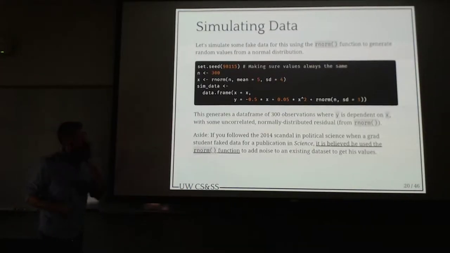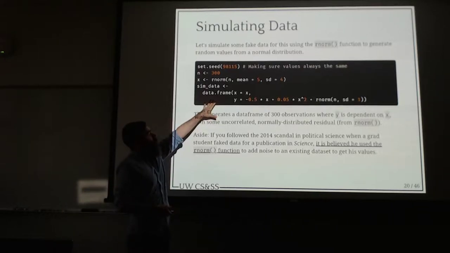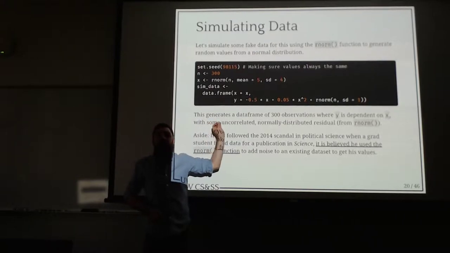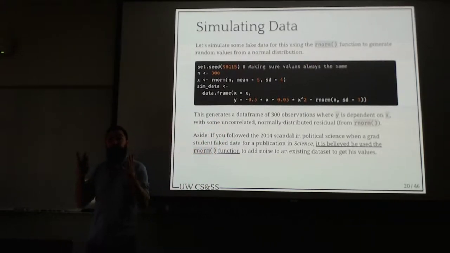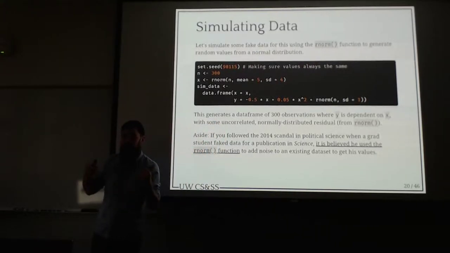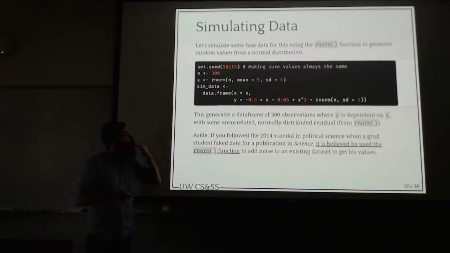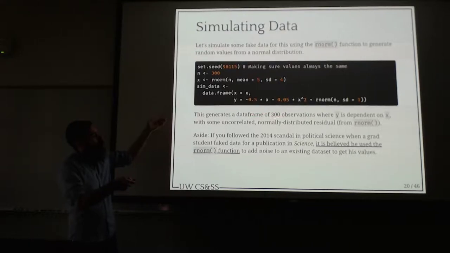Okay. So, this essentially just creates a simple data frame where we have some x variable, some y variable that's correlated with it, but not perfectly correlated with it. You can't run a regression on something where x perfectly predicts y. Okay? So we have a data frame now, 300 observations, y dependent on x.